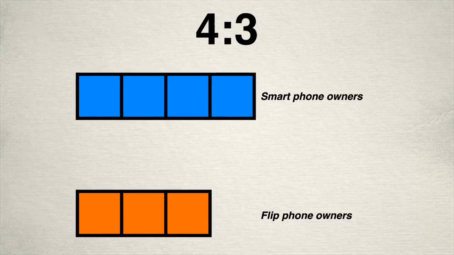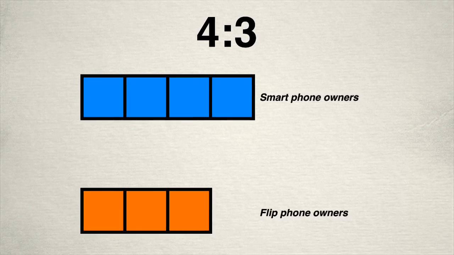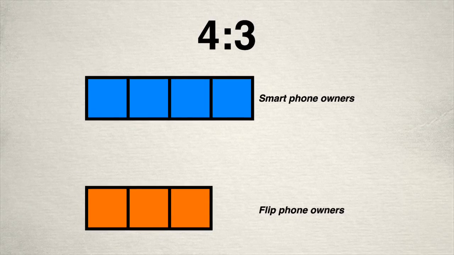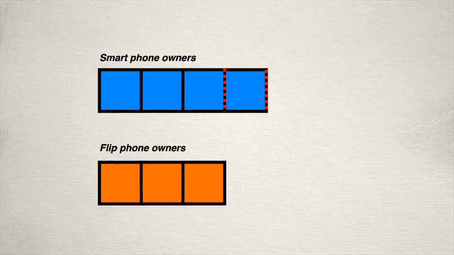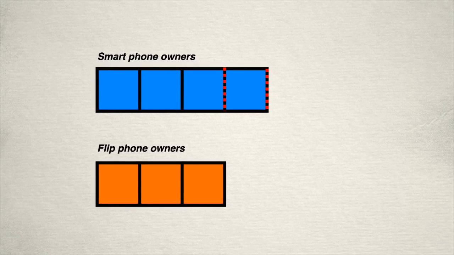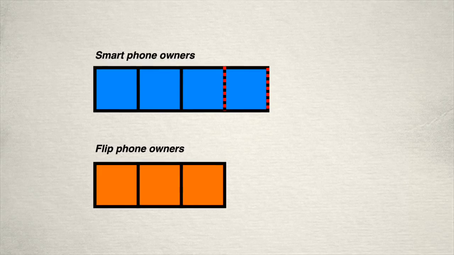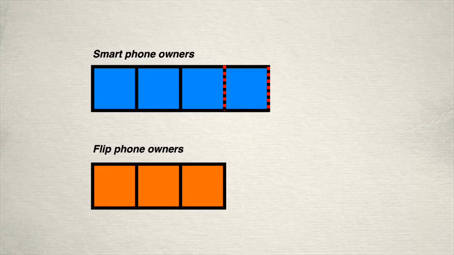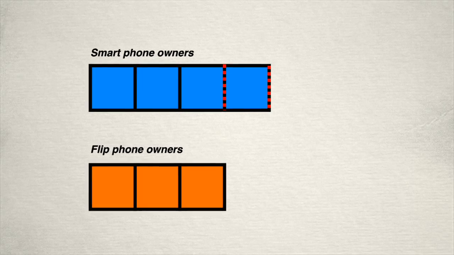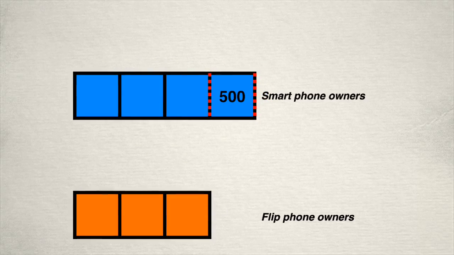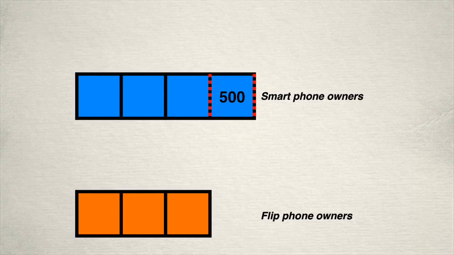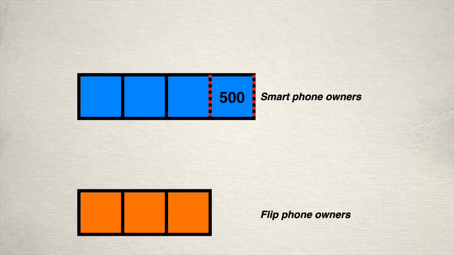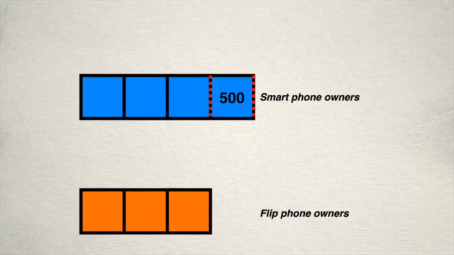Again, let's put our data down. We have smartphone owners, flip phone owners. We are told the ratio is 4 to 3. But because we are told that there are more smartphone owners than flip phone owners, we can locate all of the units that are more than flip phone, which in this case happens to be only 1. And then we could label that more than unit 500, because we are told that there are 500 more smartphone owners than flip phone owners.